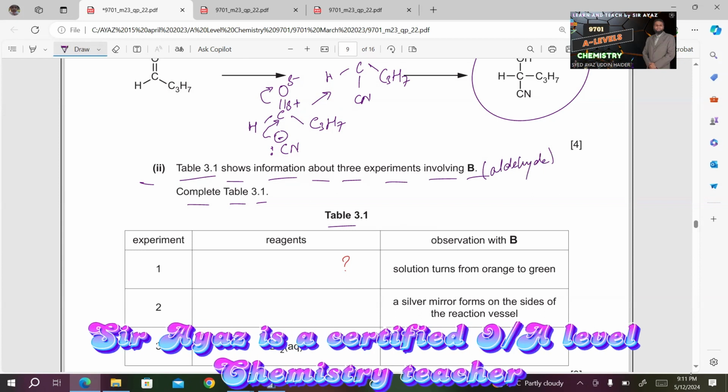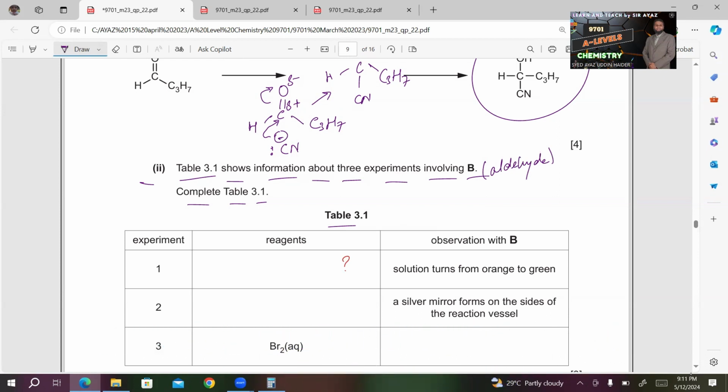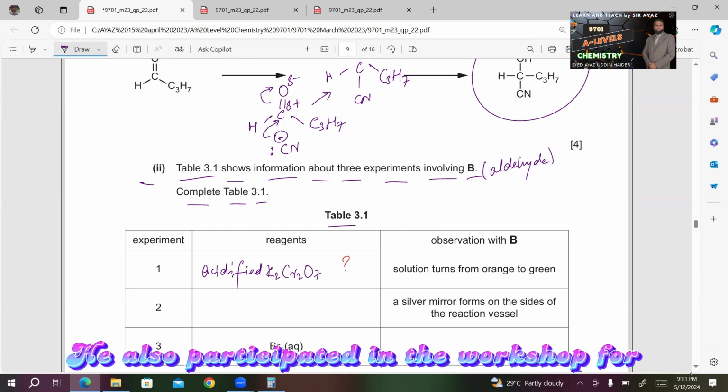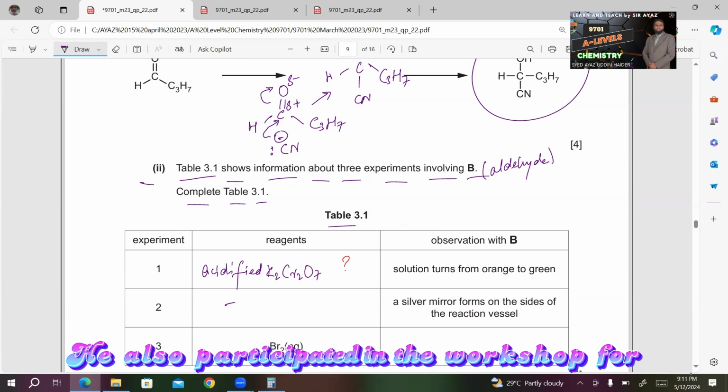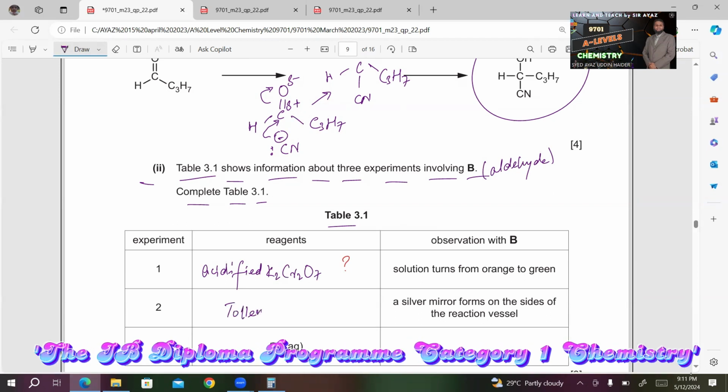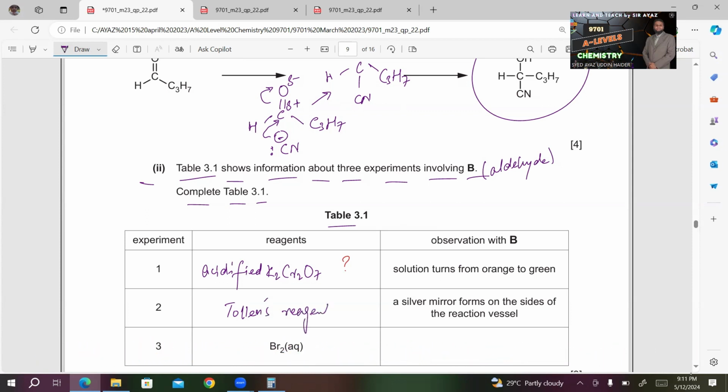So it must be acidified potassium dichromate, that is K2Cr2O7. So you write acidified K2Cr2O7. Now what gives us a silver mirror on the sides of the reaction vessel? It must be called Tollens' reagent. What about Br2? There won't be any reaction, so you simply write no reaction with Br2.